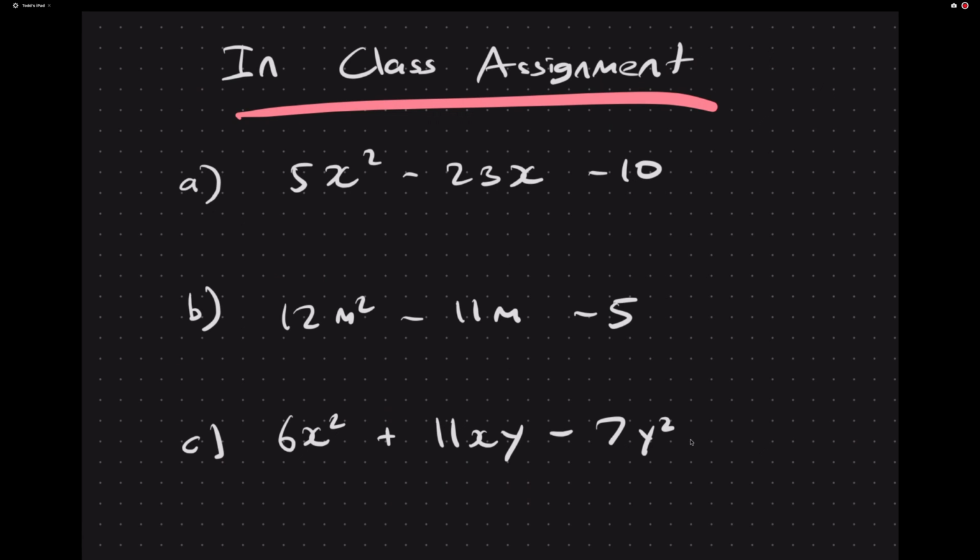All right, so this lesson is complete. We have our in-class assignment again. Factor all of these. Letter A is 5x squared minus 23x minus 10. Letter B is 12m squared minus 11m minus 5. And C is 6x squared plus 11xy minus 7y squared.